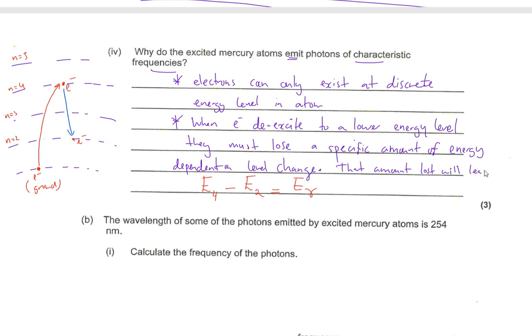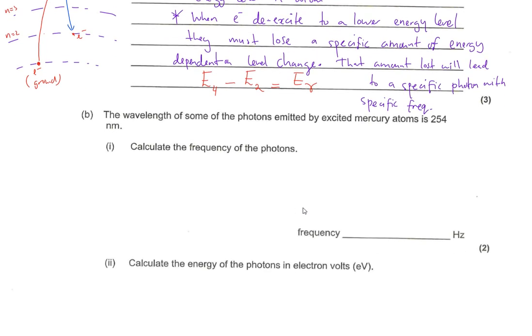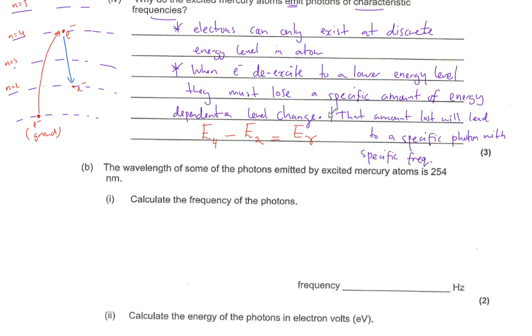will lead to a specific photon with specific frequency. Now, if the difference is more, therefore the energy loss will be more, so this photon will have that amount of frequency, therefore this particular color. Okay, good. Again, so 1, 2, that will be the last point.